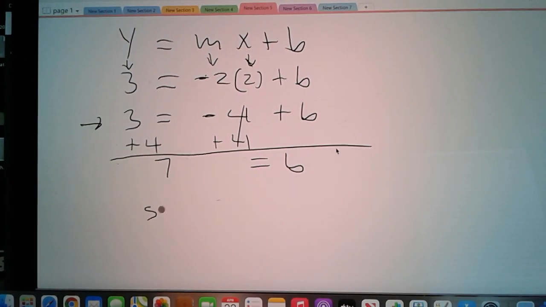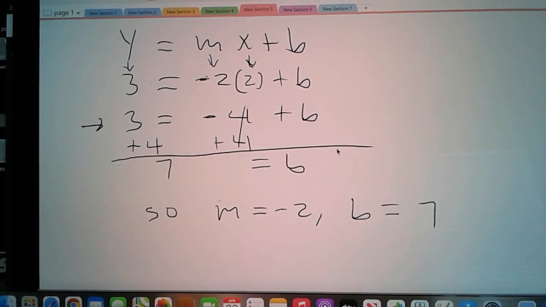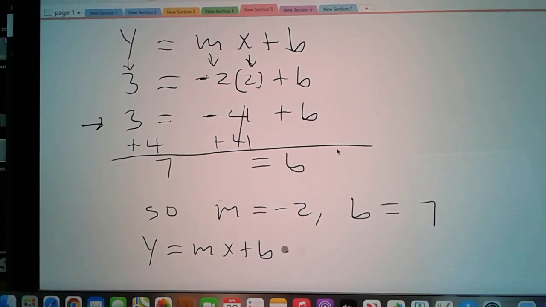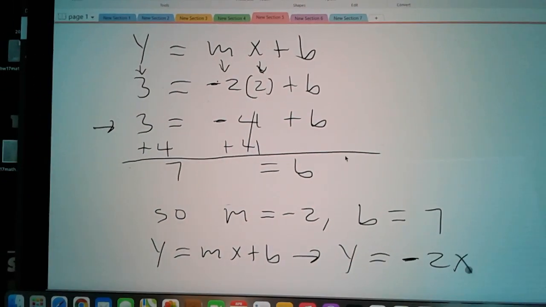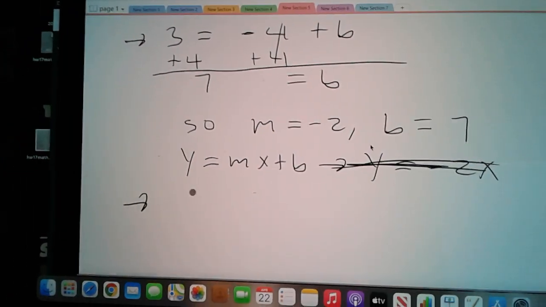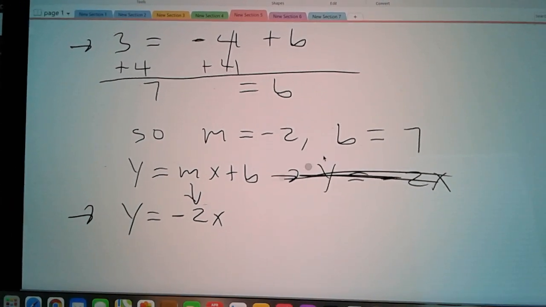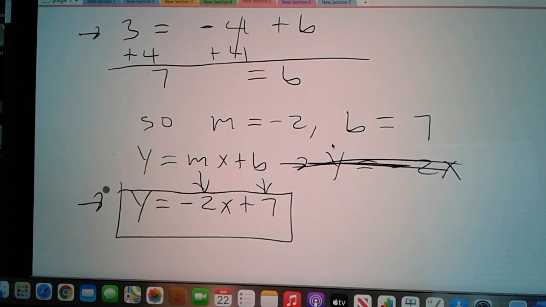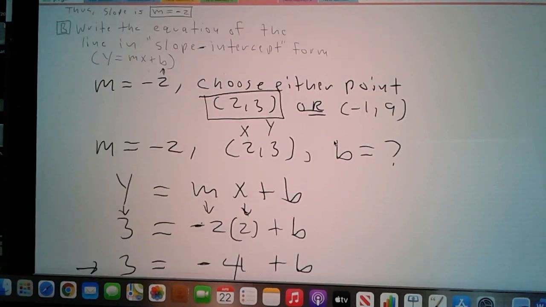So what do we know? We know that m is negative 2 from part A. We know the y-intercept b is 7. So y equals mx plus b. I'm just going to say that y is equal to negative 2x. Let me actually write it down here instead. Let's do it over here. So negative 2x plus 7. That's it. Very simple. Replace your m and your b value in the form, and that's basically what they want for part B.